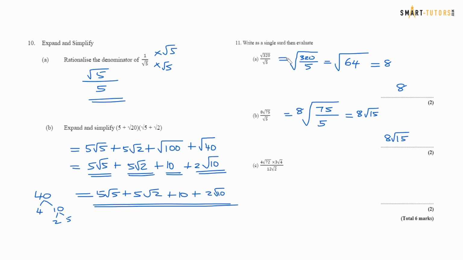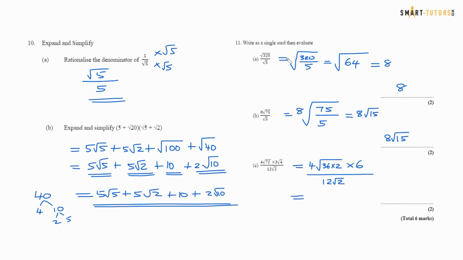Next one, 4 and square root of 72. I'm just thinking 72 can be written as 36 times 2. I always go for a square number and a number. Then you can take the square number's root quickly. So times 3 root 4. Root 4 I know is 2. 2 times 3 is 6 over 12 root 2.